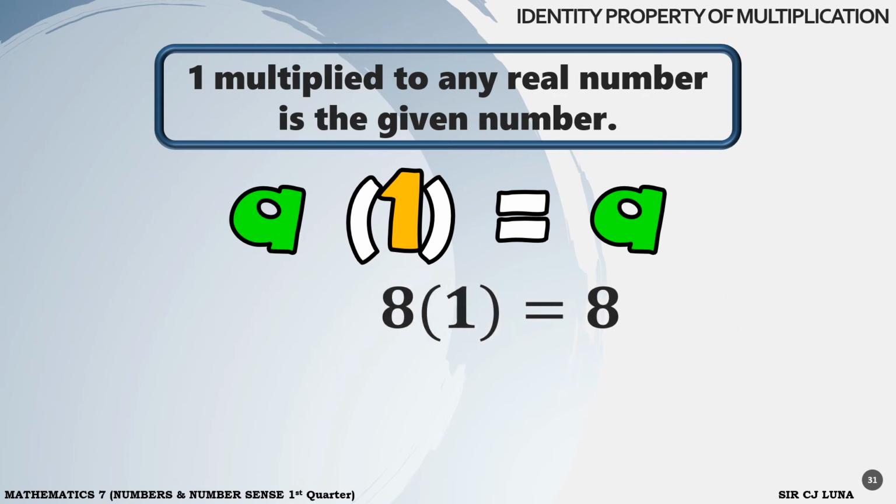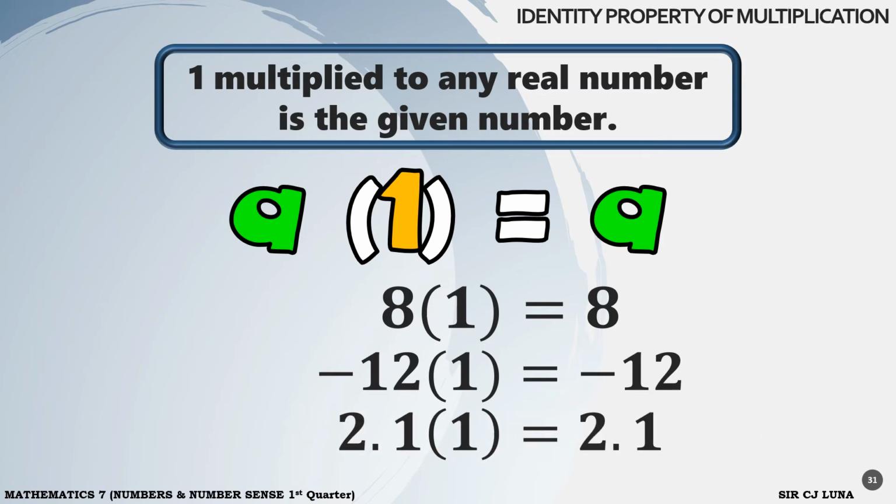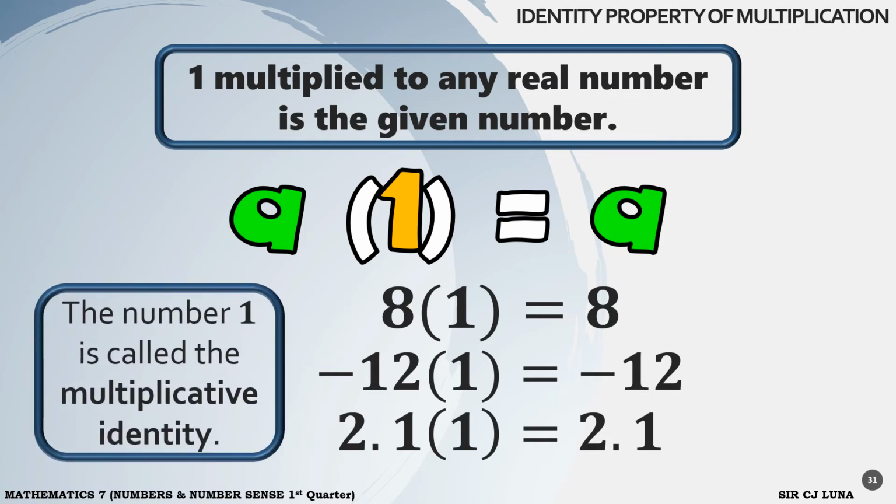For example, 8 times 1 equals 8. Negative 12 times 1 is negative 12. 2.1 times 1 is still 2.1. 1 million times 1 equals 1 million. So a number does not change if you multiply by 1. The number 1 is called the multiplicative identity.